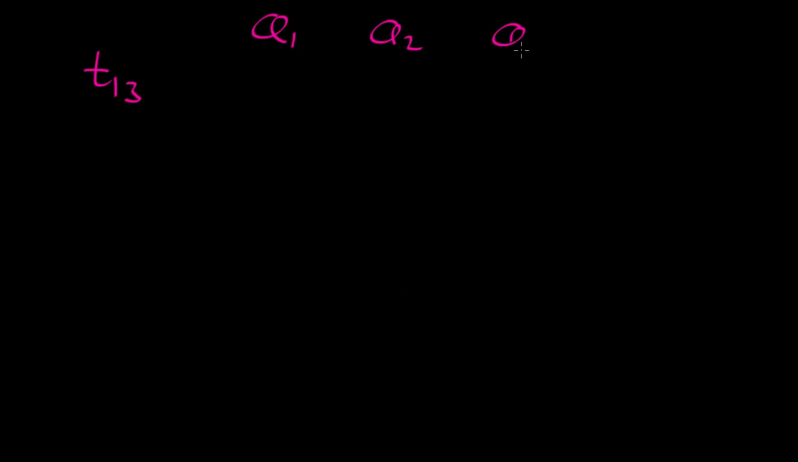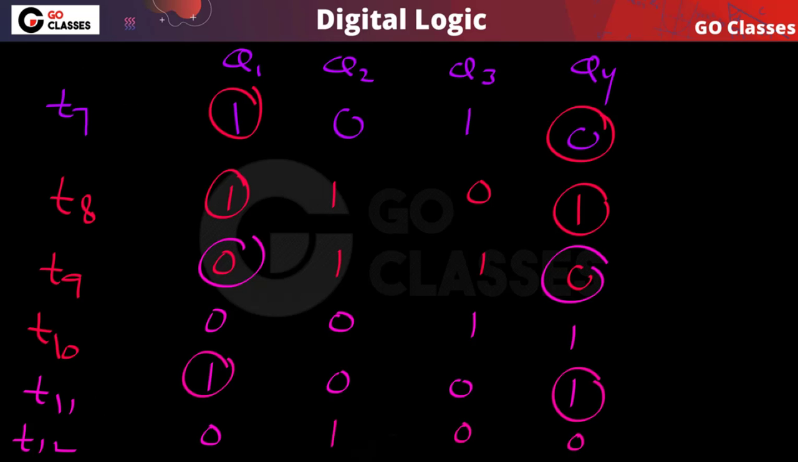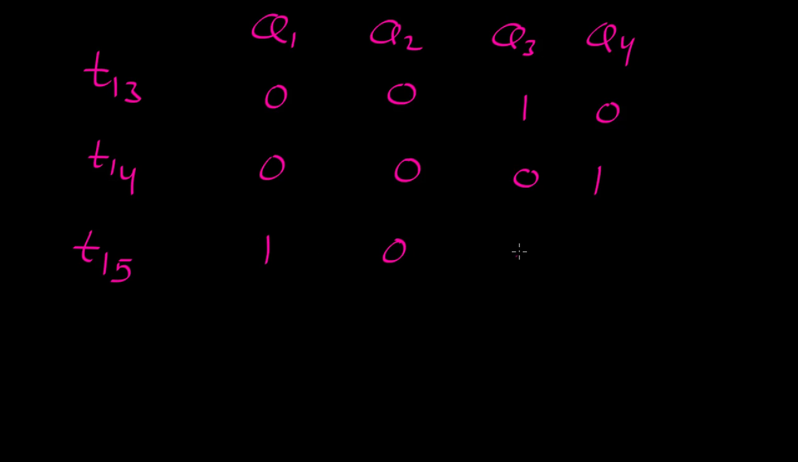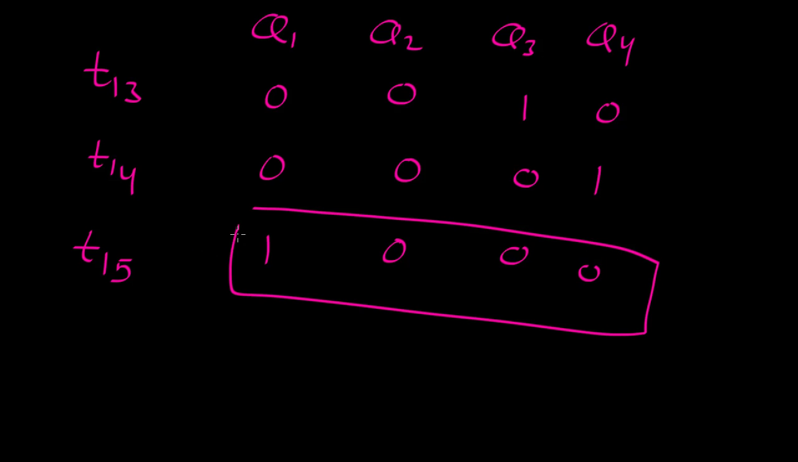This is your Q1 Q2 Q3 Q4. So in T13, what will happen? This 0 exclusive OR 0, that will be 0, and then you have 0 1 0, and then in T14, you will get 0, and then 0 0 1. From where we started, have you gotten this? T15 will be 1 0 0 0. This is your initial, from where you started. So we started from here and we got here.